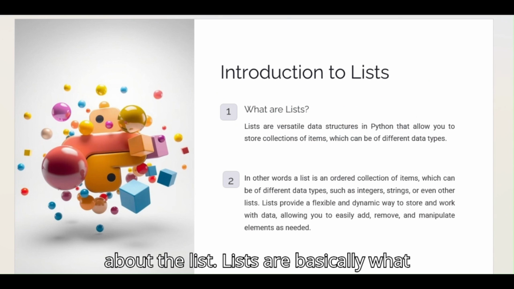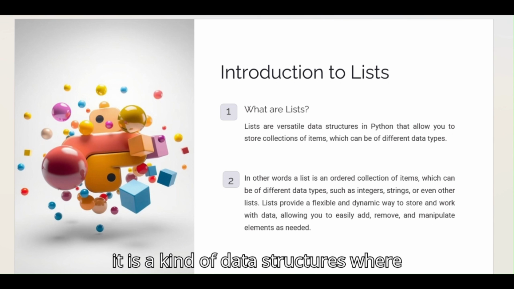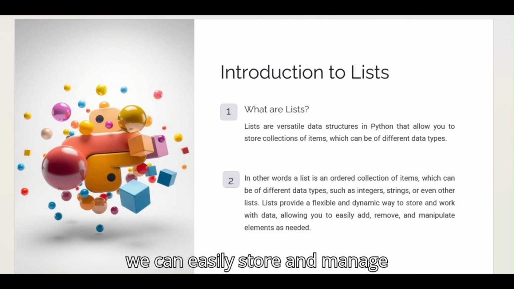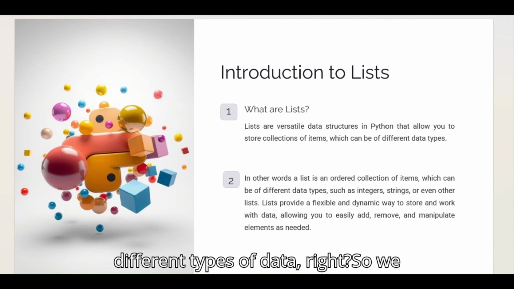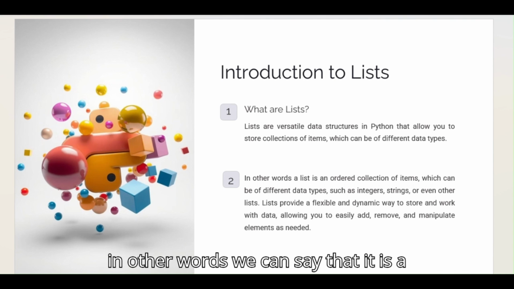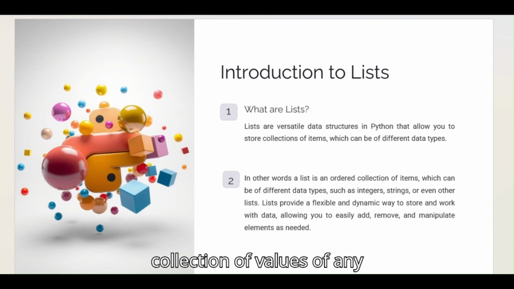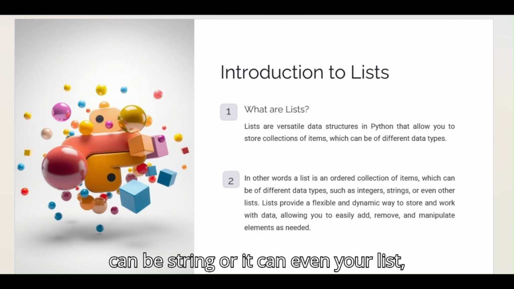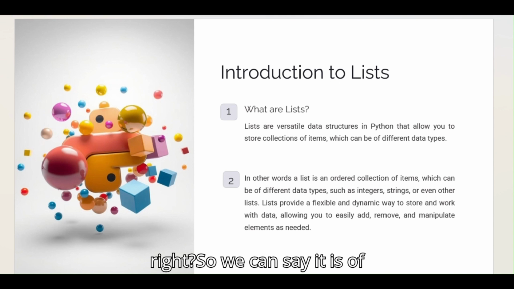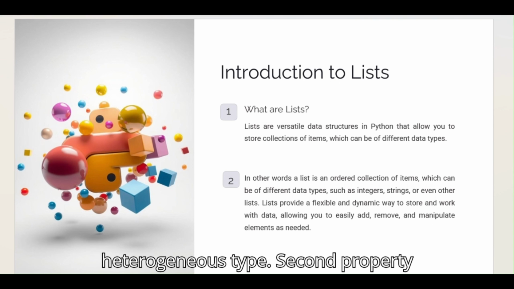When we are talking about the list, it is basically a kind of data structure where we can easily store and manage different types of data. In other words, we can say that it is a collection of values of any type. It can be an integer, it can be a string, or it can even be a list. So we can say it is of heterogeneous type.